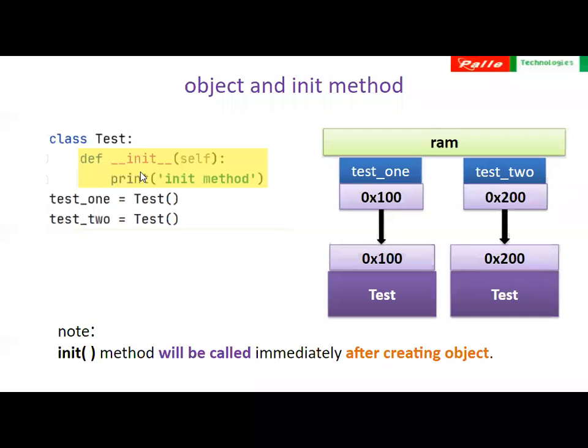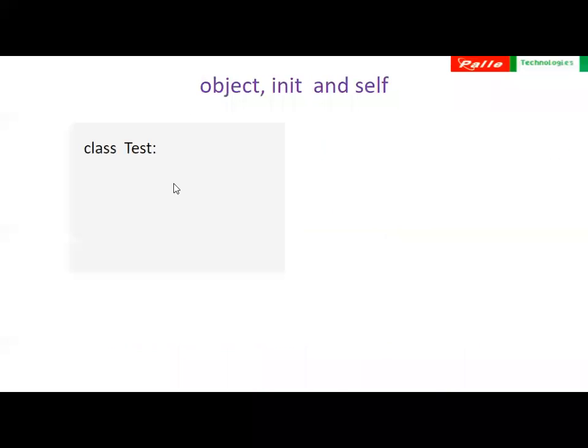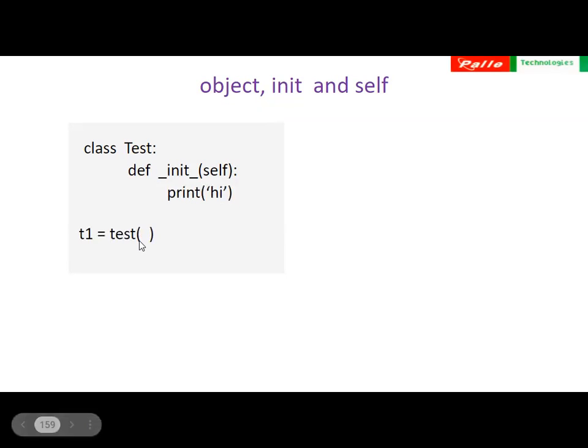Is this clear? Now we'll try to understand what self is. Till now we have seen self, but now we'll try to understand what it is. I have written some code: class test, def init self, print hi. test1 is equal to test, and test2 is equal to test. Now tell me what will happen when I execute this code. How many objects will it create?